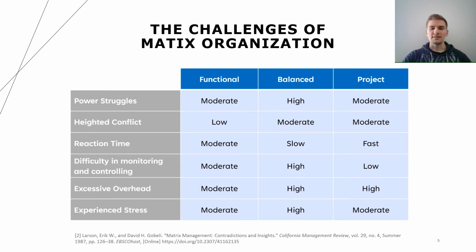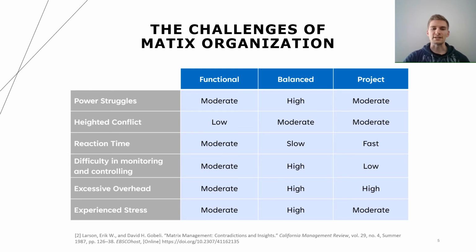Similarly, there is heightened conflict in matrix organizations due to people and resources being shared across projects. In a functional matrix, however, that conflict can be kept to a minimum because the functional manager has the final say, and the staff can get them to resolve their conflicting demands on their time and skills.